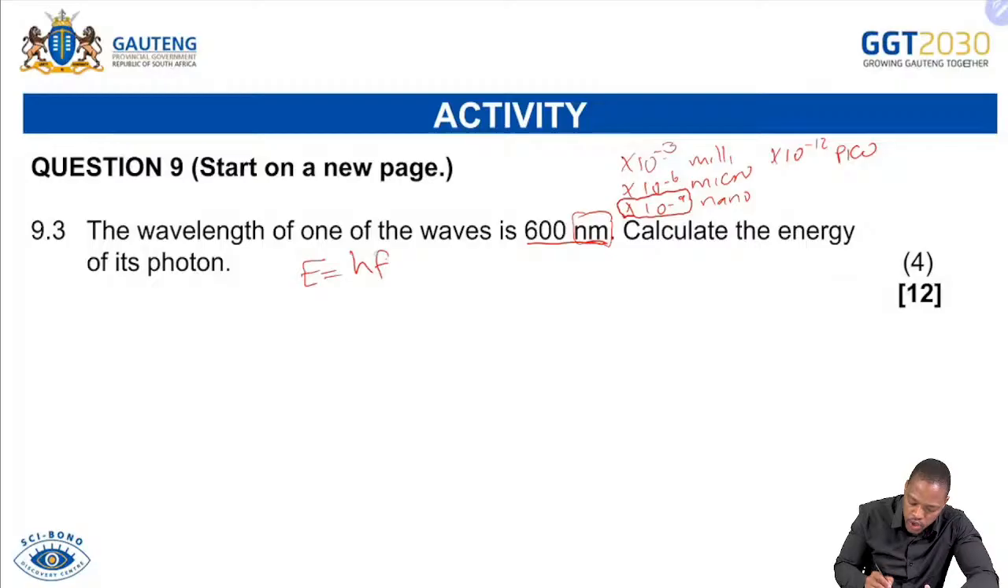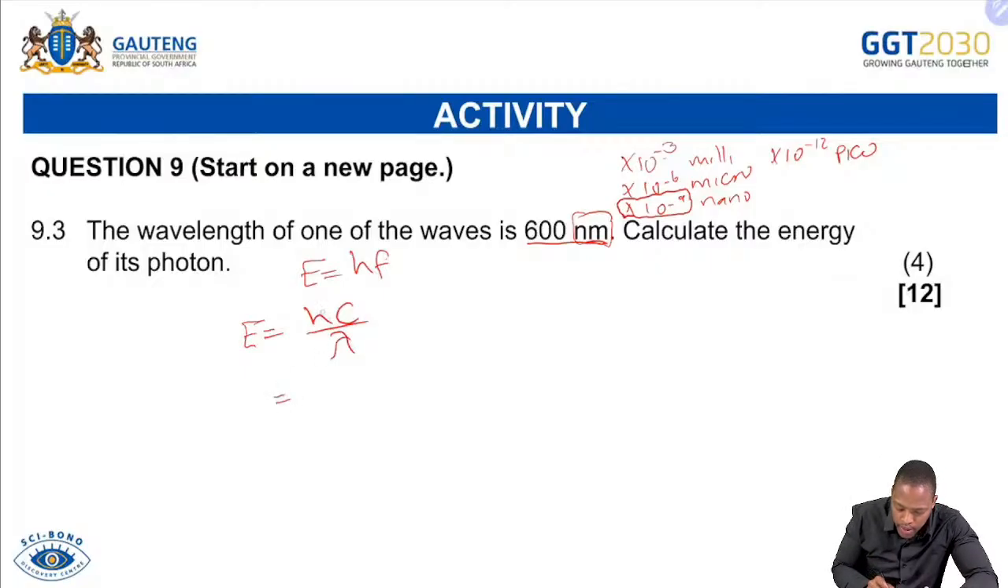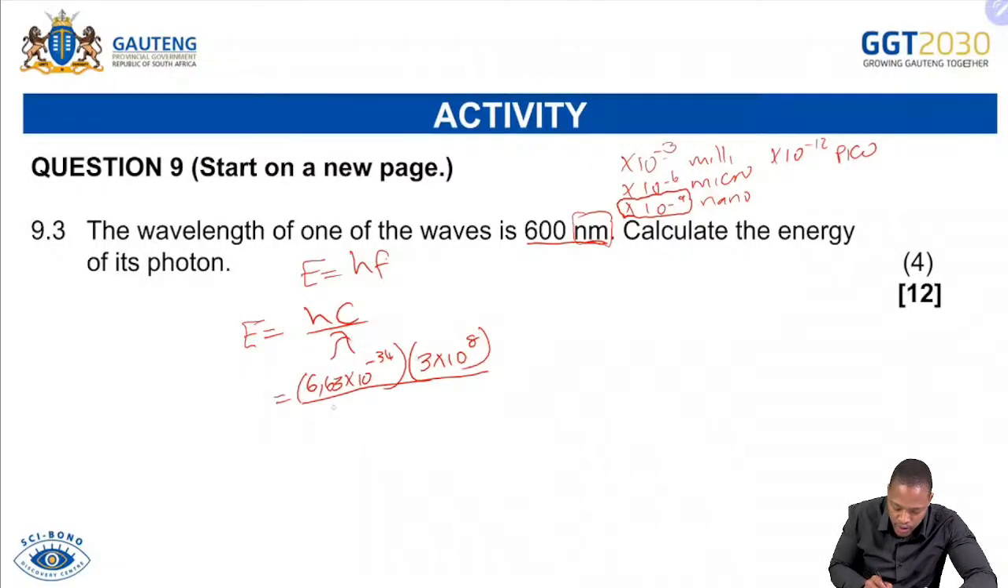Okay? To take a shortcut here, you can just simply say E is equal to hc over lambda. E is equal to hc over lambda for wavelength, where you are just going to simply substitute h, Planck's constant, 6.63 times 10 to the power minus 34, multiply that by c, which is the speed of light in a vacuum, 3 times 10 to the power 8 meters per second, divide all of that by the wavelength which they've given you, 600 times 10 to the power negative 9.